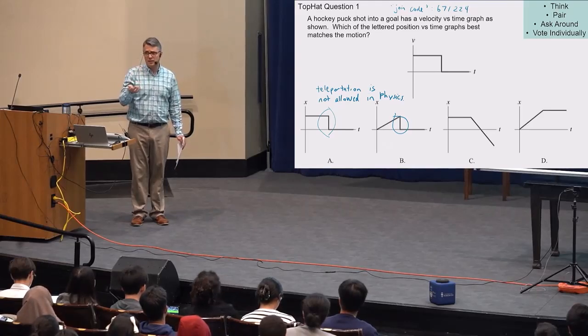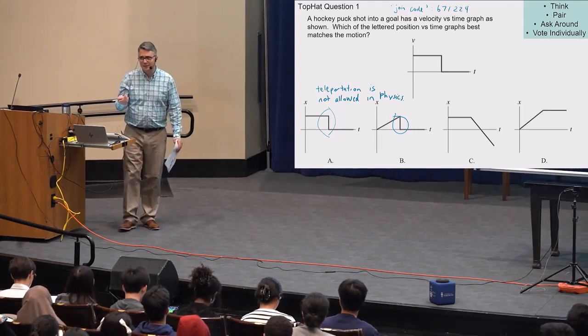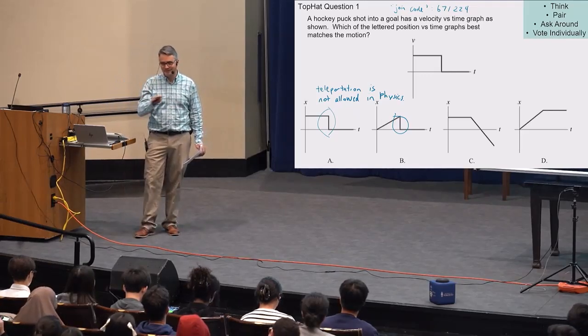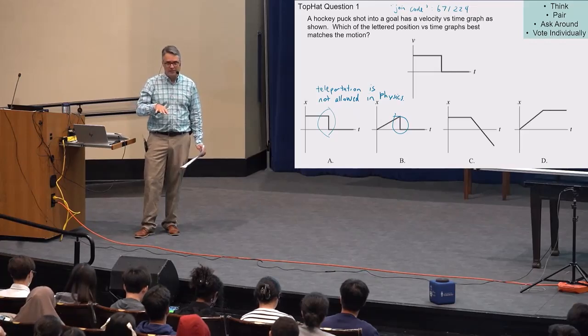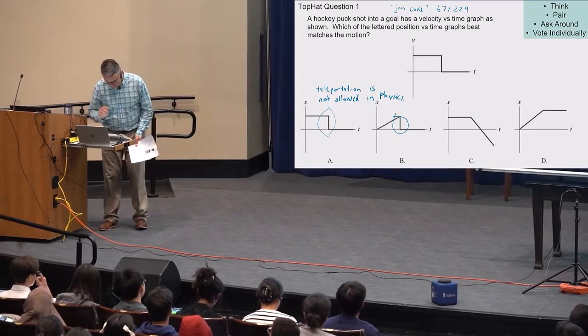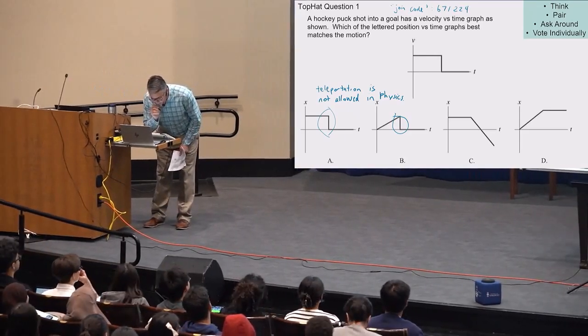So your speed is infinity. And there's an important rule in physics: nothing can travel faster than the speed of light. Not even information can travel faster than the speed of light, or else it violates causality and a bunch of bad things. So forget about those ones. So it's either C or D.